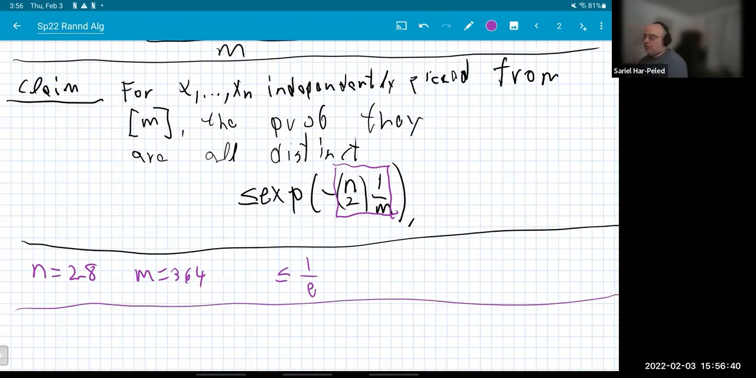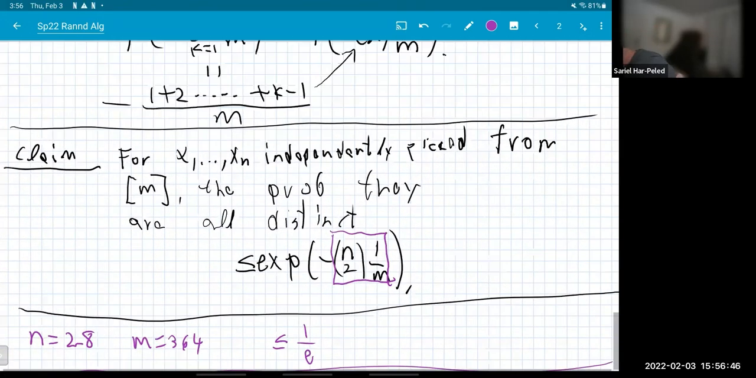Okay, so that's the birthday paradox. And I should say, by the way, that this estimate of the lemma is an upper bound on the probability, but it's a very good estimate. It's very close to the truth.